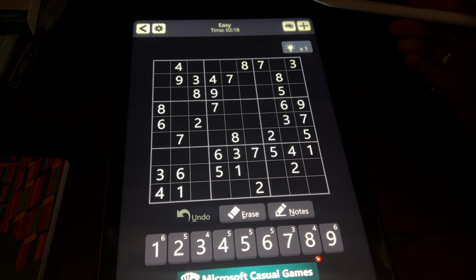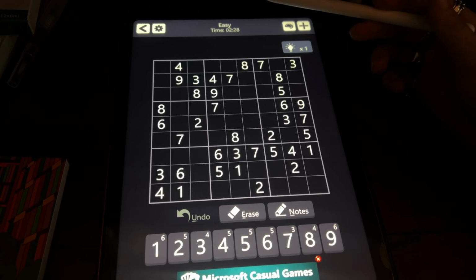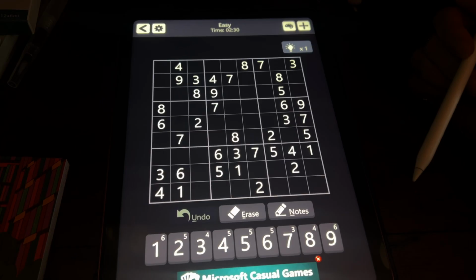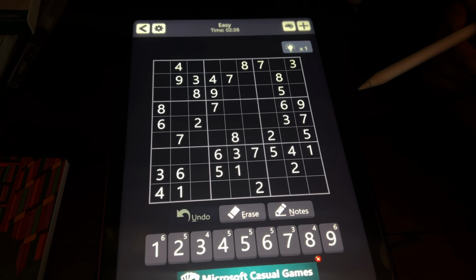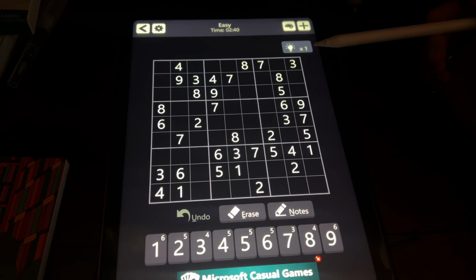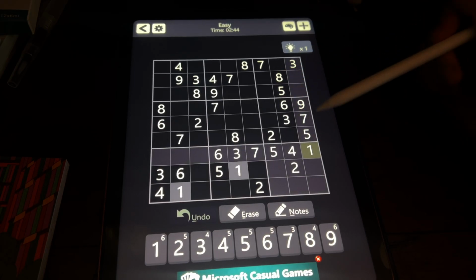And for those who don't know how to play Sudoku, the board looks like this. We've got 9 squares, as you can see, and we've got 9 columns and 9 rows. The goal of the game is to get one number that does not repeat in each column, row and square. So for example, you can see it's highlighted here.